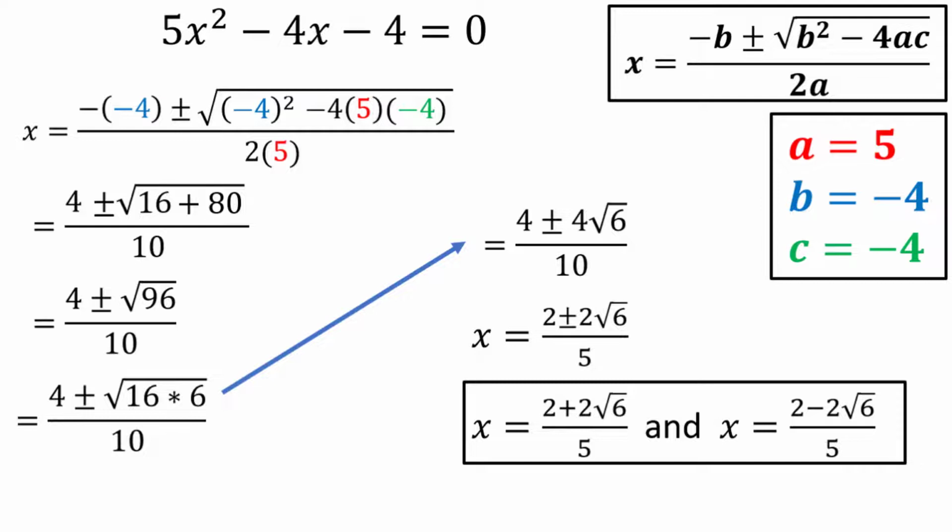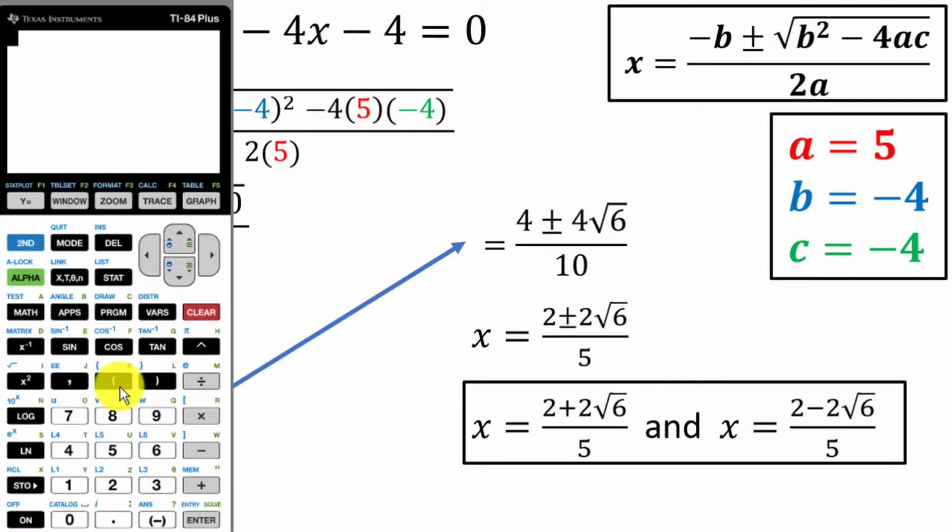These are the exact answers, but sometimes you might want to find a decimal approximation. To do this, you will need to go to the calculator and type in your answers. Since we have a fraction with multiple terms on the numerator, you will want to use parentheses. So type, open parentheses, 2 plus 2 square root of 6, close parentheses, divided by 5.